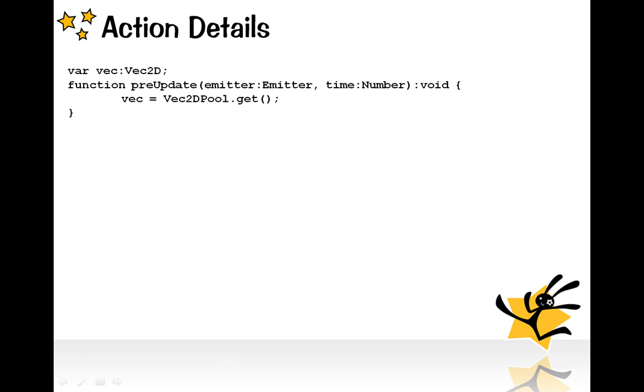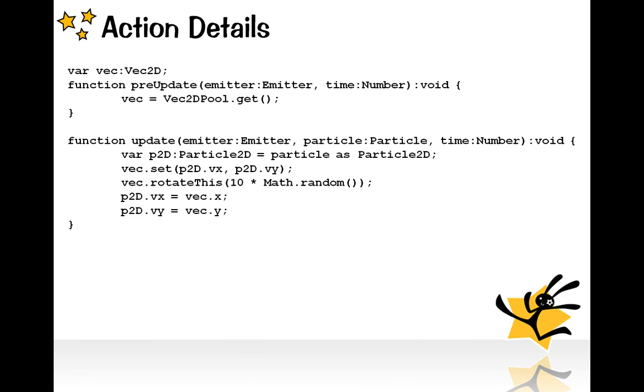Alright, now let's look at some simple code for some action I just randomly made up. So this pre-update method here grabs a vec2d object from the vec2d pool and assigns the reference to a variable called vec. And in the update method, I'm going to use this vec object to rotate a particle's velocity's direction by a random amount, ranging from 0 to 10. And here, I use the vec2d's rotate method to calculate the rotated result, and dump back the result to the particle object's velocity.